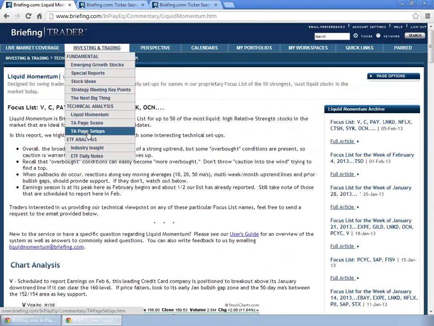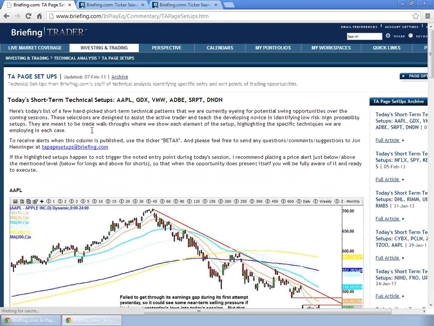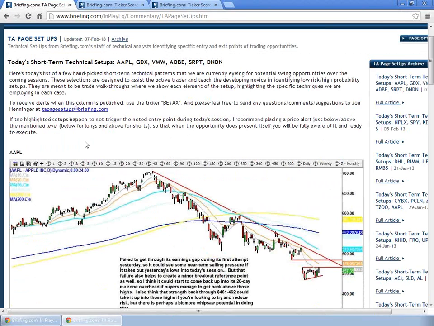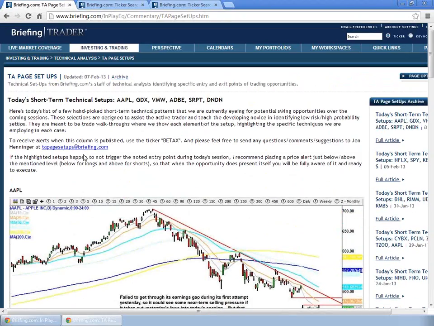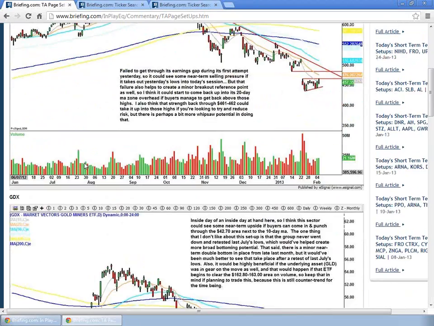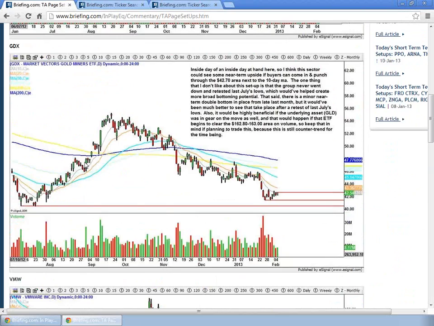So next I'll go to TA page setups. This provides a list of hand-picked technical setups and stocks that we think are ready to trigger within the next several sessions. And so you'll get the chart and you get some commentary on how we would play the setup and the type of action we want to see in order for a trade to trigger. Well, let's go down here and let you take a closer look.